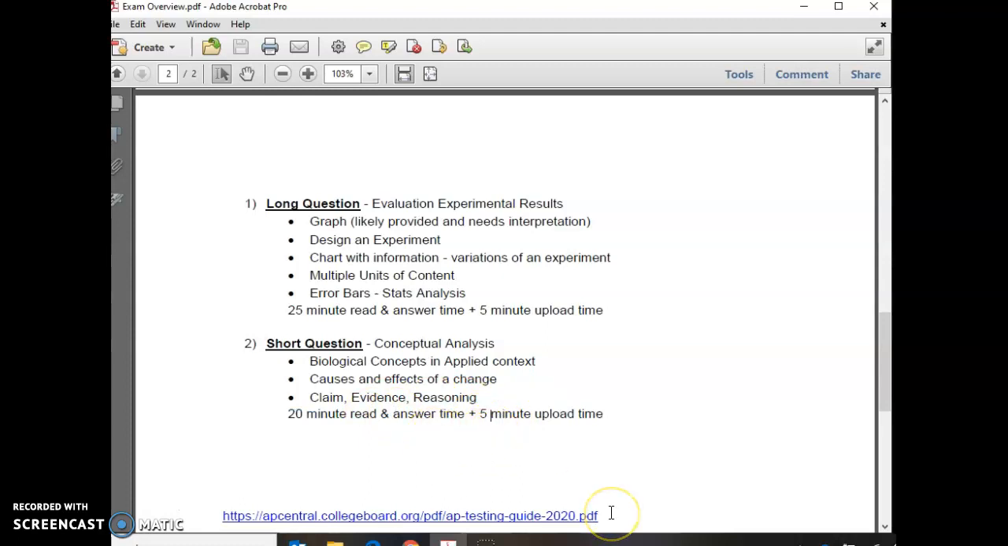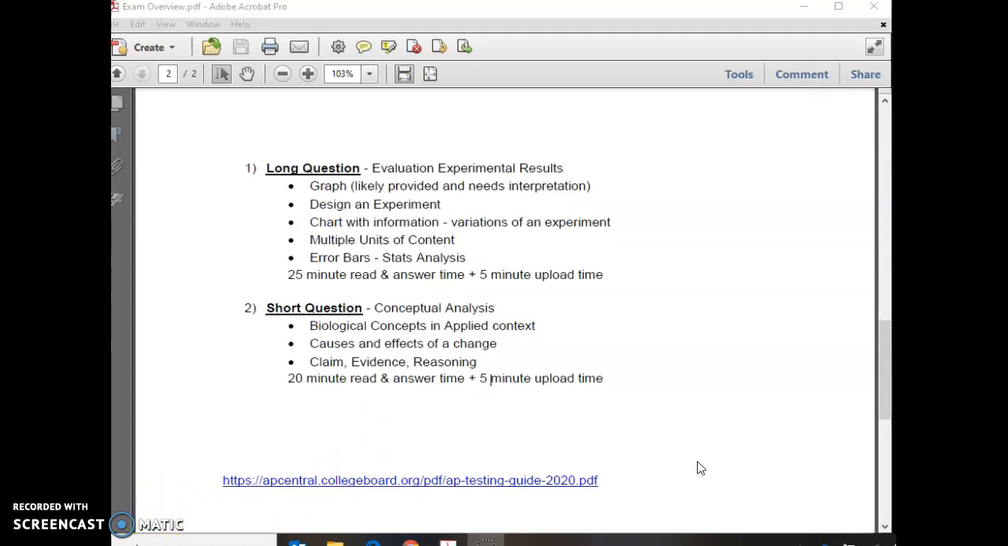This, because it is a slightly shorter question, is going to be a 20-minute read and answer time and then a 5-minute upload time. So that is kind of a quick overview of the content. What could be on the AP exam? How are the questions set up? The next few minutes, let's look very briefly at how you're going to answer this stuff, and then we will get some practice on this later.